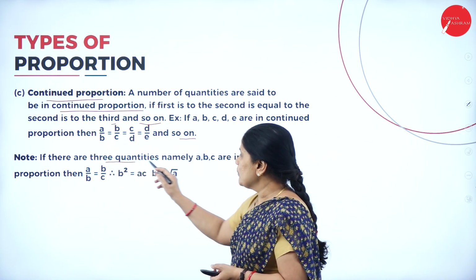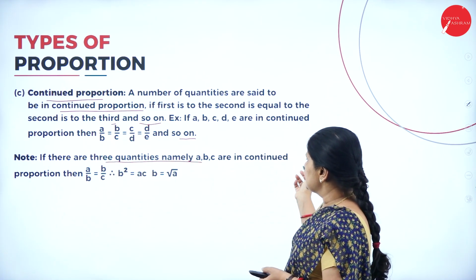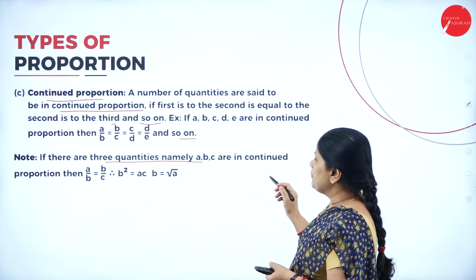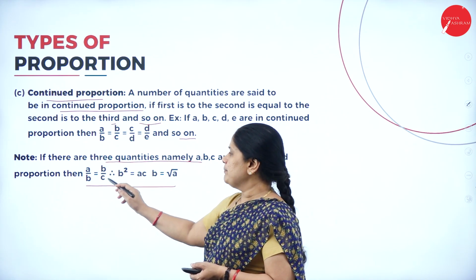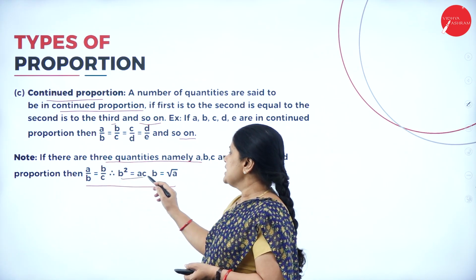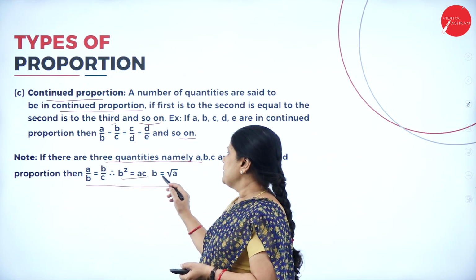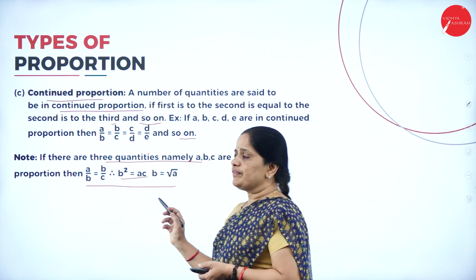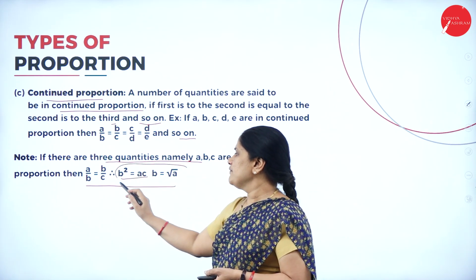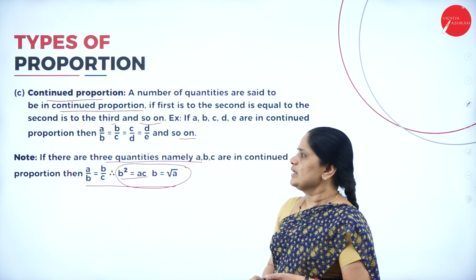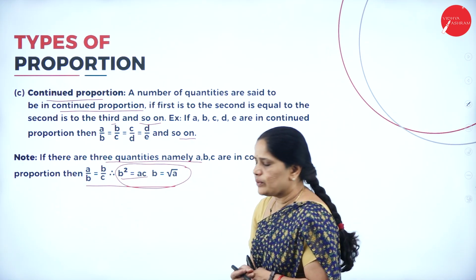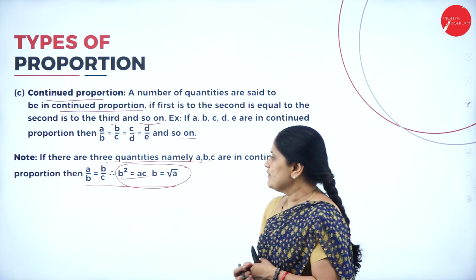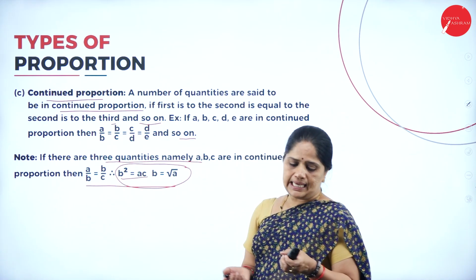If three quantities, namely A, B and C, are in continued proportion, then A by B equals B by C. Therefore, B square equals AC and B equals root of AC. So, this is one thing which we have to remember. In a continued proportion, A by B equals B by C. Therefore, B square equals AC.